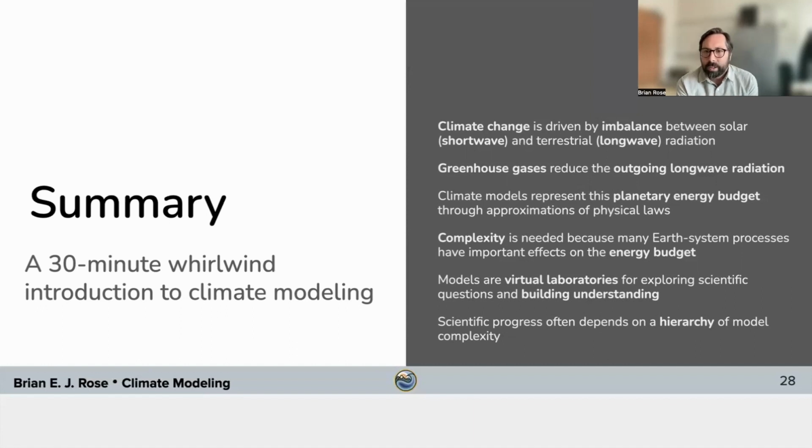Complexity is needed in climate models, and the main reason is that many Earth system processes affect that energy budget on many different timescales. But at the same time, models are laboratories, right? They're virtual laboratories for exploring scientific questions and building understanding. And scientific progress, in fact, often does depend on judicious application of a hierarchy of models and a comparison across that hierarchy in order to build solid understanding of complex processes.